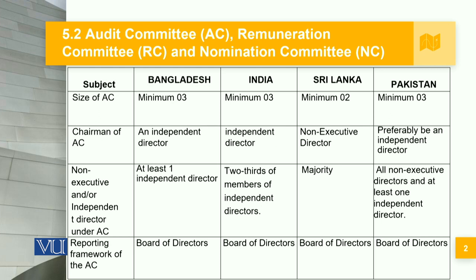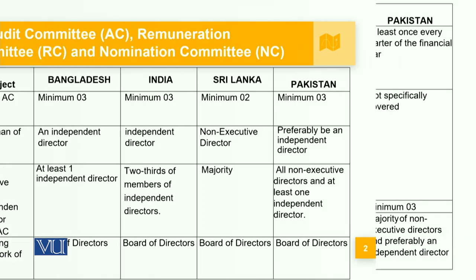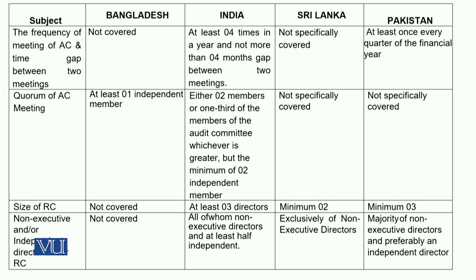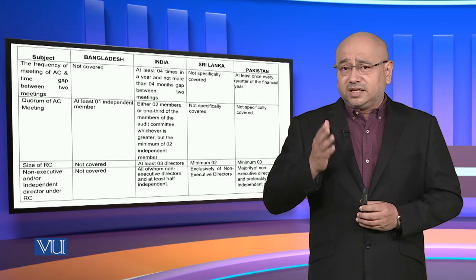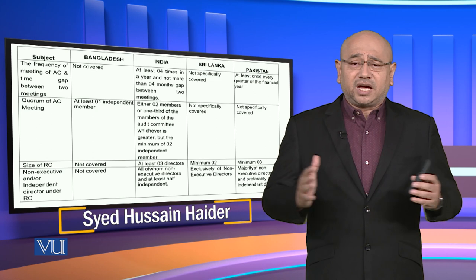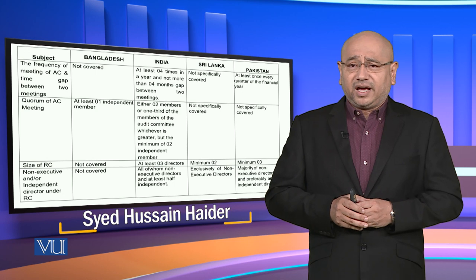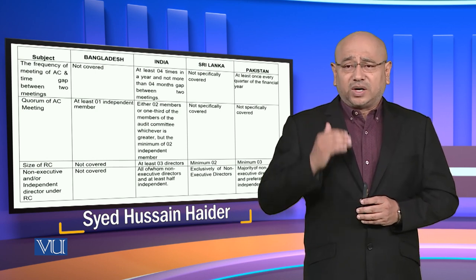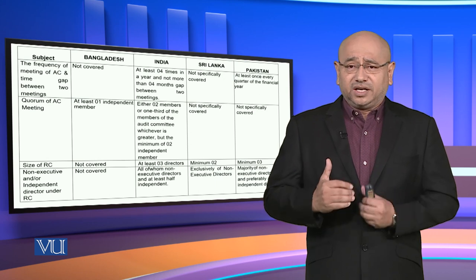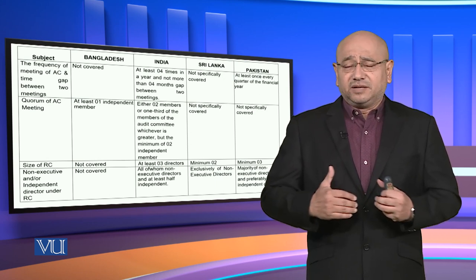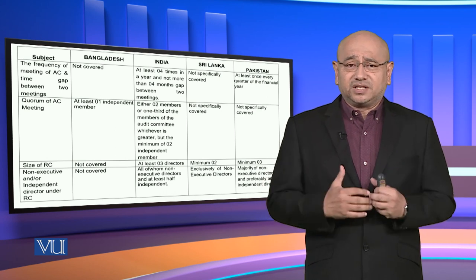Reporting framework of the audit committee: in all 4 countries, the audit committee reports to the board of directors. It could be Bangladesh, India, Sri Lanka, or Pakistan. So again, a lot of similarities. We see the frequency of meetings of the audit committee and the time gap between 2 meetings. In Bangladesh, it is not covered. In India, at least 4 times, and not having a gap of more than 4 months between 2 meetings. In Sri Lanka, it is not specifically covered, and in Pakistan, at least once every quarter of the financial year. So again, we see a little bit of disparity in the time frame of these different meetings.